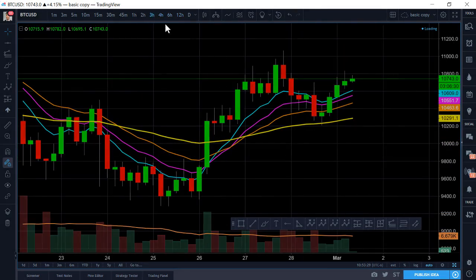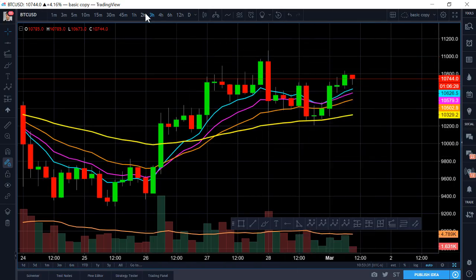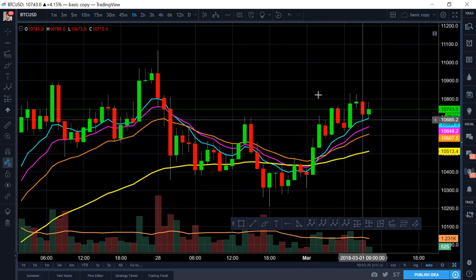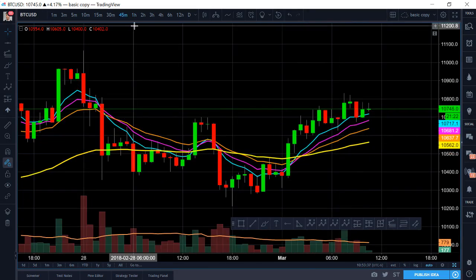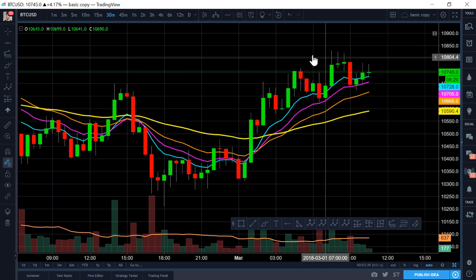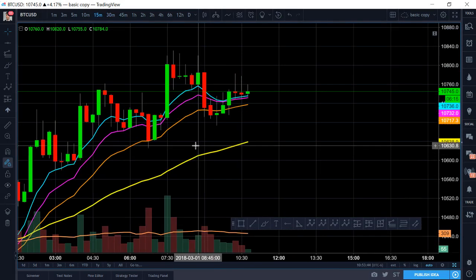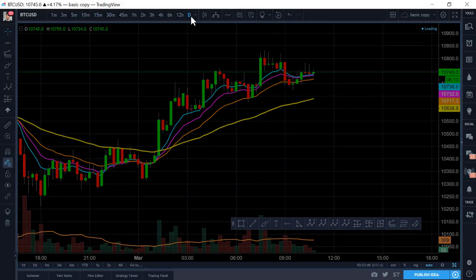It's 4 hours supporting above it right now. 3 hours supporting above it. 2 hours supporting above it. 1 hour supporting above it. 45 minutes supporting above it. 30 minute is supporting above it as well. Basically, every single time frame is supporting above the 55 EMA.